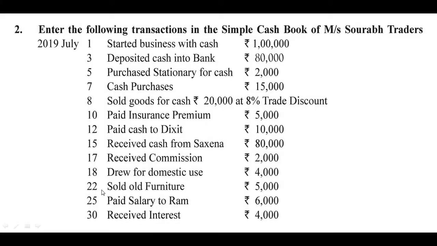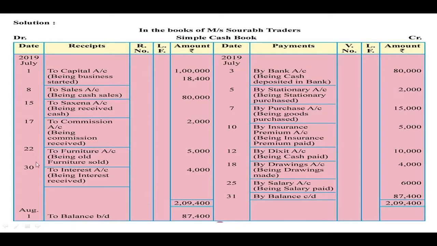Then 22nd July, sold old furniture rupees 5,000. Now when furniture is sold, in exchange businessman received this cash of rupees 5,000. Therefore the transaction is recorded on the debit side, 22nd July to furniture account 5,000.